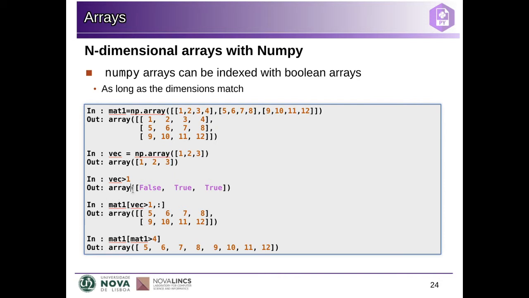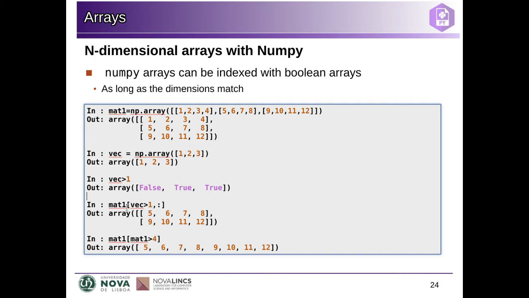And I can also use these kinds of arrays to index parts of my arrays, the complete array or part of the arrays, as long as what I'm indexing has the same dimension as the Boolean array. For example, this matrix has 3 rows. So if I use a Boolean array of 3 elements, I can use that to index the rows of the matrix.